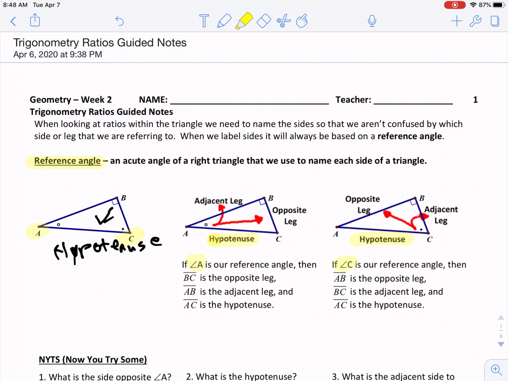All right. Now, if we're looking at A as our reference angle, the opposite side or the opposite leg is the side opposite A. Just like the hypotenuse is opposite the right angle, the opposite leg is opposite whatever our reference angle is. So we're down here at A. The opposite side is the one that's not connected to A.